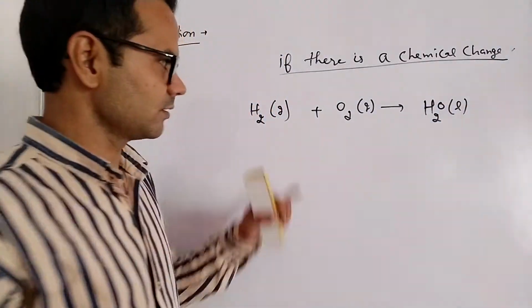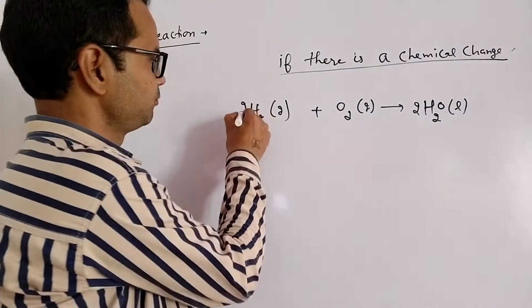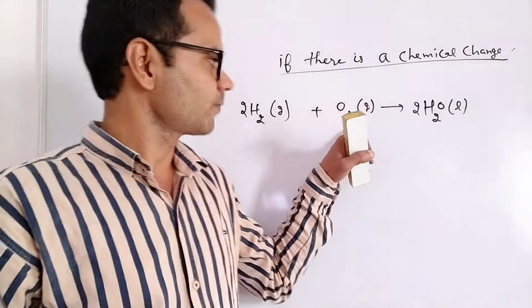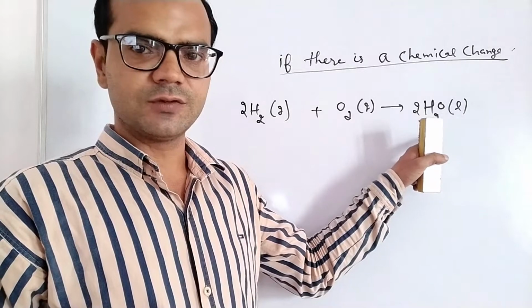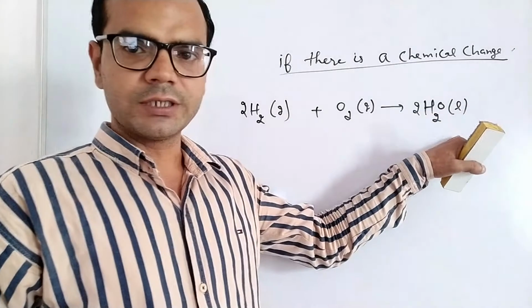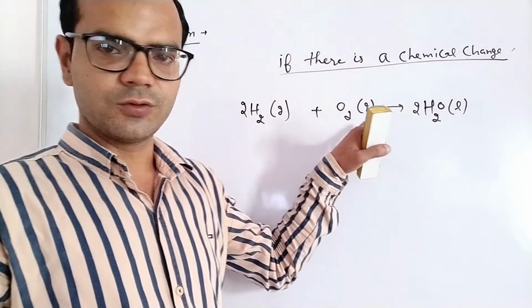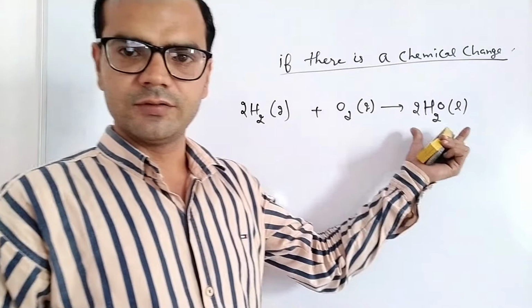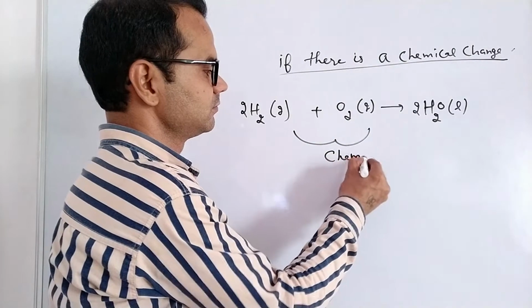We can balance it also. So when two molecules of hydrogen react with one molecule of oxygen to give a new chemical substance, that is water. Here water is totally different from the hydrogen and oxygen. So now we can see there is a chemical change, a new chemical substance is formed. We can say, what is this? This is a chemical reaction.